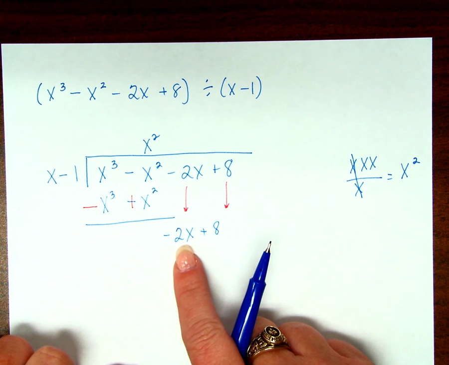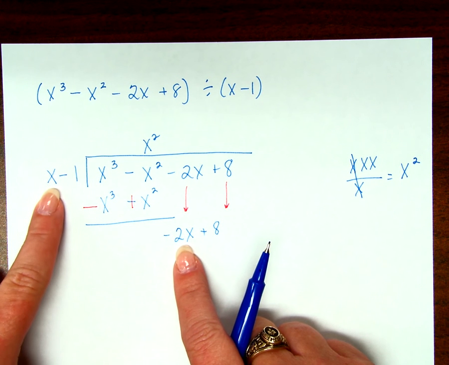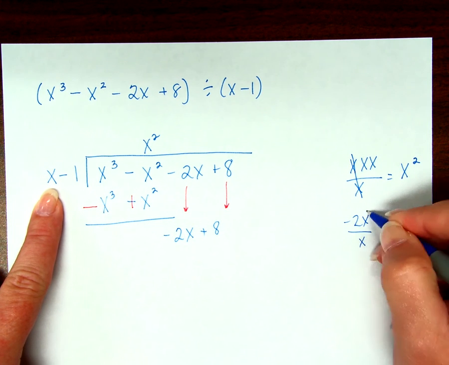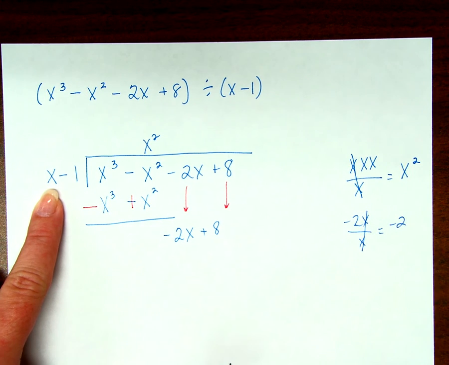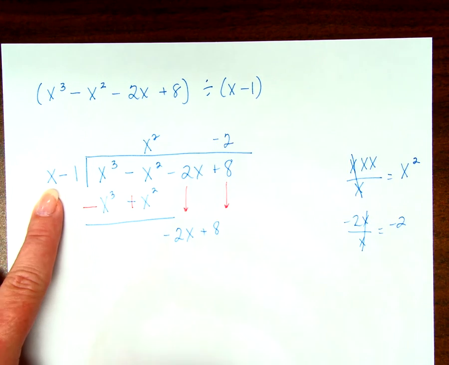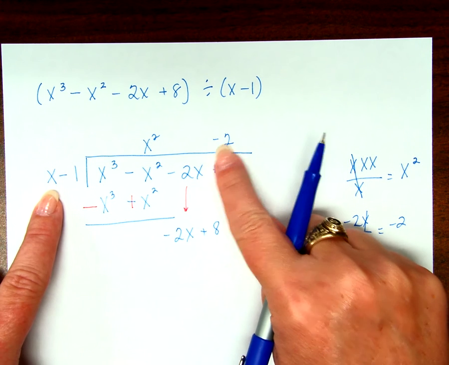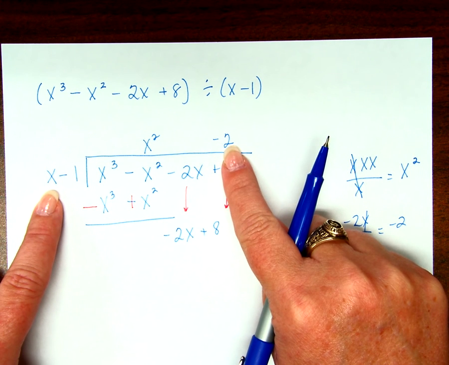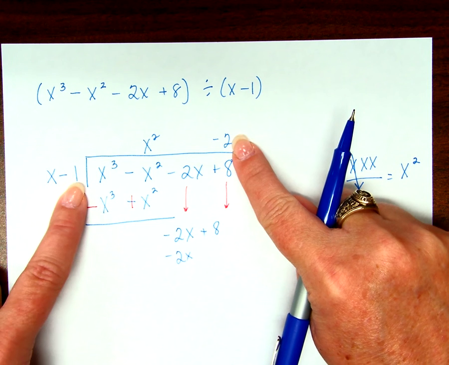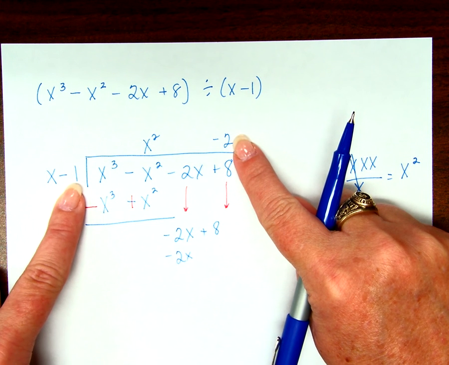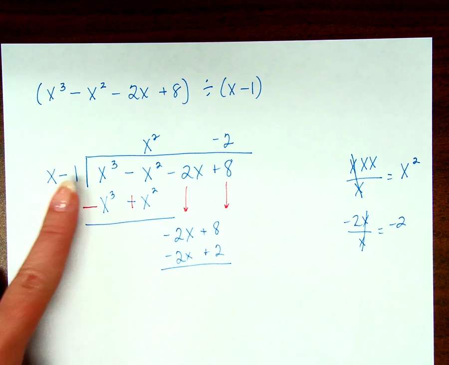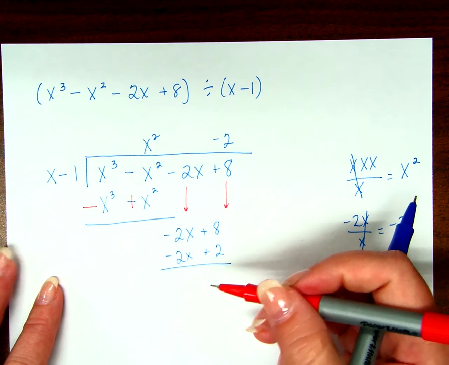What's this term divided by this term? Negative 2x divided by x. Negative 2. Where does it go? Above the 8. Why would it go above the 8? Like terms, right? Negative 2 times x. Negative 2x. Negative 2 times negative 1. How about plus 2? Is that all right? And now, what? Subtract.